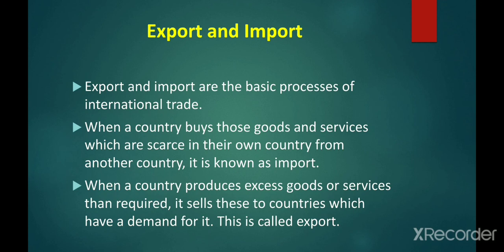Means India buys many things from other countries. For example, crude oil from Saudi Arabia, Iran, Iraq. India buys this crude oil from these countries, it is called import. Means India imports all these things, and India exports good quality tea, also sugar, mangoes and coconut. This is called export.